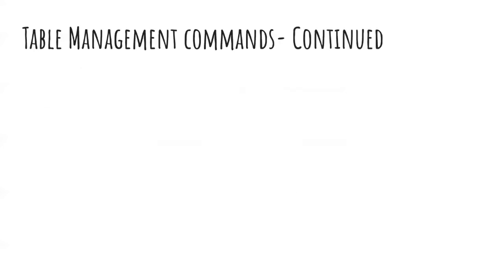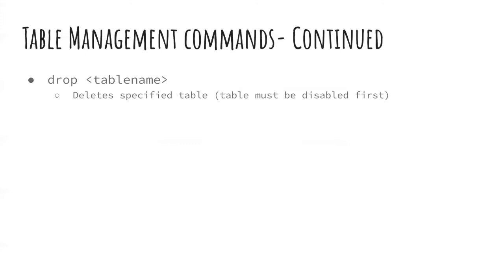All right, next, table management commands continued. We're just continuing on another slide of table management commands. So the drop command. Dropping is deleting a table, and you specify what table you want to drop. Now, this is where disabling comes into play. You have to disable a table first before you can drop or delete it. If we do not disable a table first, then we are unable to drop that table. So it's very important to disable a table before you drop it.